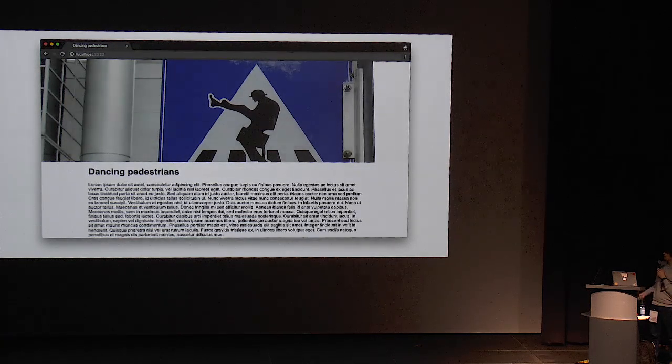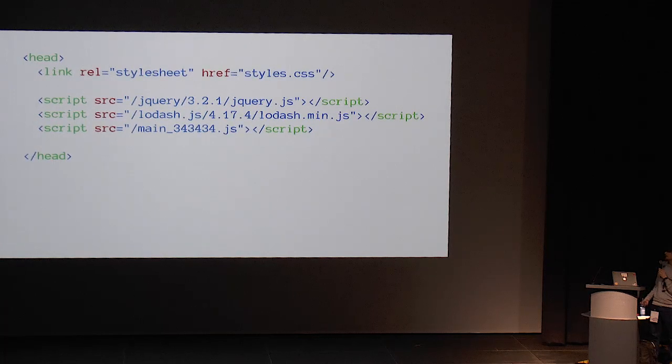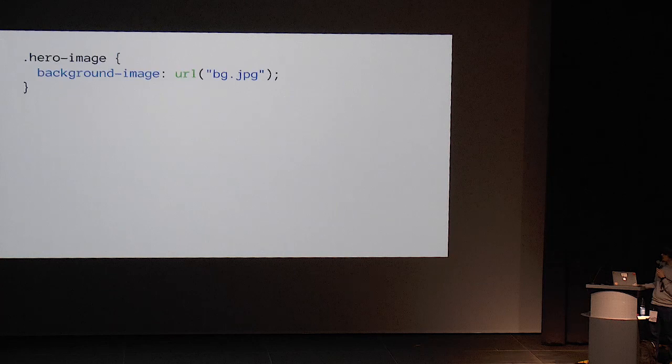So yeah, this is how it looks like. This is maybe how the head looks like. So there's the style sheet, the style CSS, and a bunch of JavaScript files. Nothing too uncommon, I'd say. This is the CSS, so there's only the background image for the dancing pedestrian image.